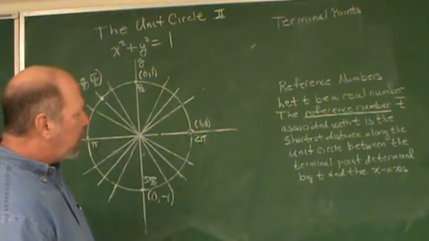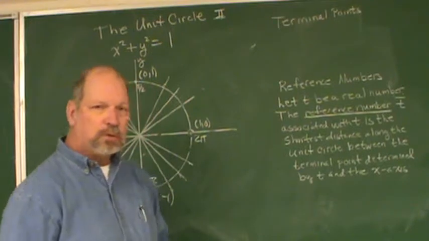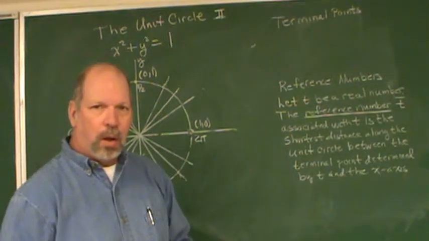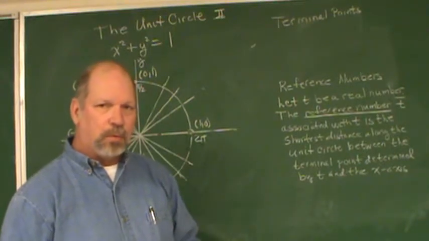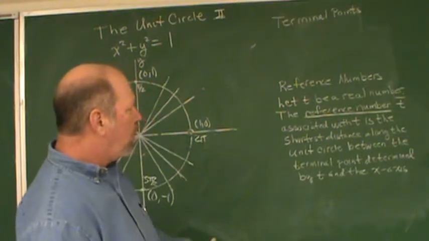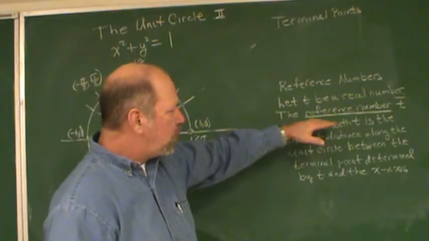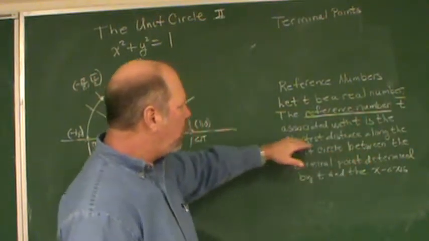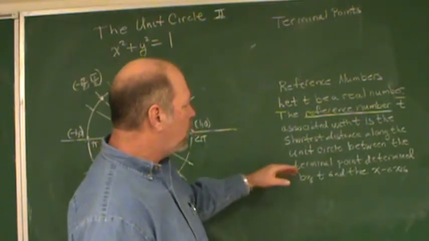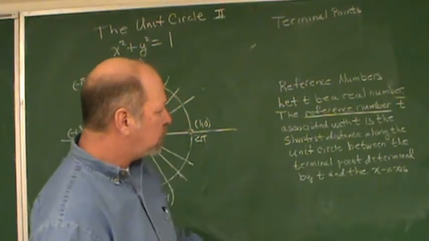Now that brings up the topic of reference numbers. The official definition of a reference number that's found in your textbook is written on the board. It says let t be a real number. And notice that t can be any real number. It can be positive, negative, special angle, or not. The reference number t prime or t bar associated with t is the shortest distance along the unit circle between the terminal point determined by t and the x-axis.